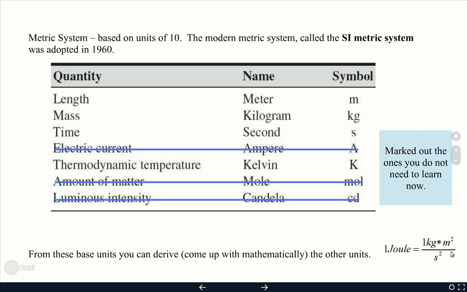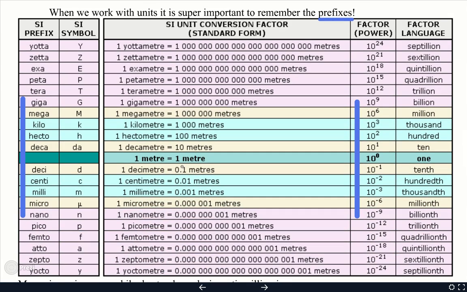Now you don't have to memorize this. This is just an example of showing you how other units can be derived from the base units. Now this is where it starts to get important, and I've marked in the Prezi from giga to nano. That blue line shows you the ones that you need to memorize. So from giga to nano.